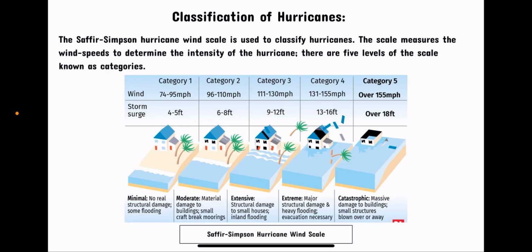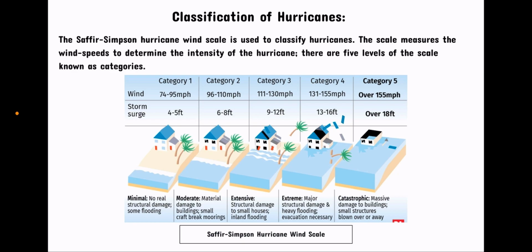So there is also a scale to measure hurricanes known as the Saffir-Simpson hurricane wind scale. This is used to classify hurricanes and measures them by wind speeds to determine the intensity of a hurricane, in which there are 5 levels on this scale, known as categories. Category 1 is roughly from 74 miles an hour to 95 miles an hour with a storm surge of 4 to 5 feet, which can definitely wipe out things in its path, but is not the most devastating.